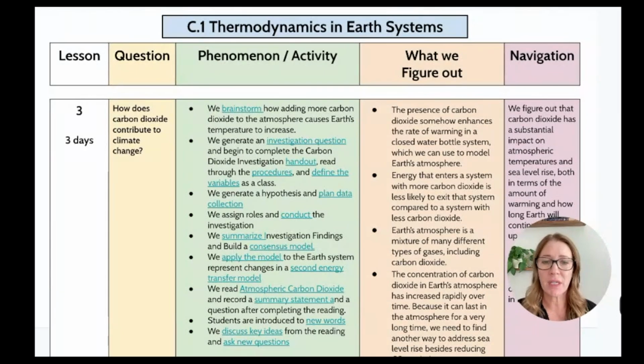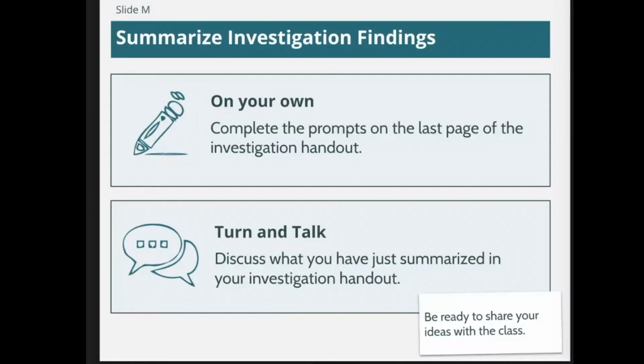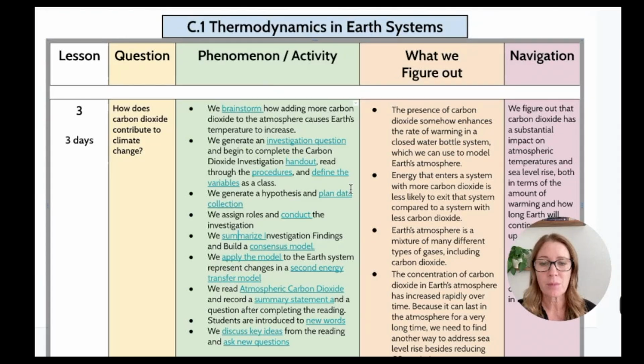After students conduct the investigation, we're going to come back together and summarize our findings. First you're going to have them write on their own and complete the prompts at the end of their investigation handout to start organizing their thinking. Then they can discuss with a partner what they just summarized, to help us get ready for our discussion. During our discussion, as we share our understandings and our findings, we're going to build a consensus model.